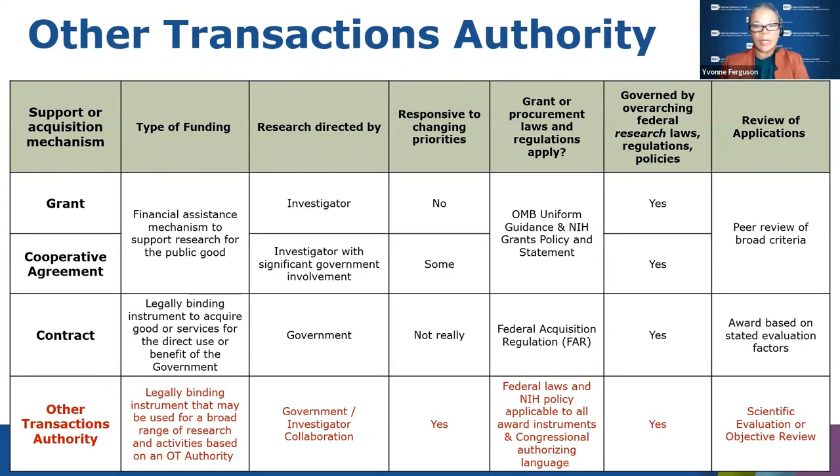For those familiar with other NIH funding mechanisms, such as grants, cooperative agreements, and contracts, this slide highlights the differences between those mechanisms and transactions. Other transactions are legally binding instruments that may be used for a broad range of research and activities based on an other transactions authority. Unlike other mechanisms, other transactions allow for a greater collaboration between NIH and the principal investigators. As mentioned in the previous slide, it's nimbler and allows for the award to be responsive to priority changes.